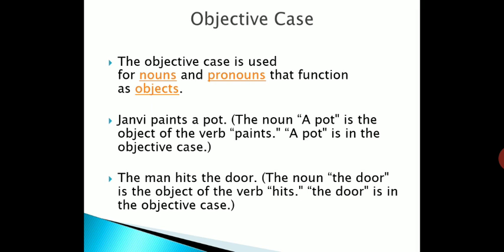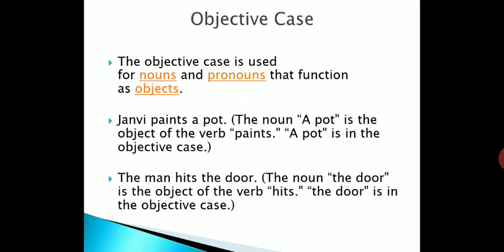Next, coming to the objective case. The objective case is used for nouns and pronouns that function as objects. For example, Janvi paints a pot. The noun a pot is the object of the verb paints. A pot is in the objective case.